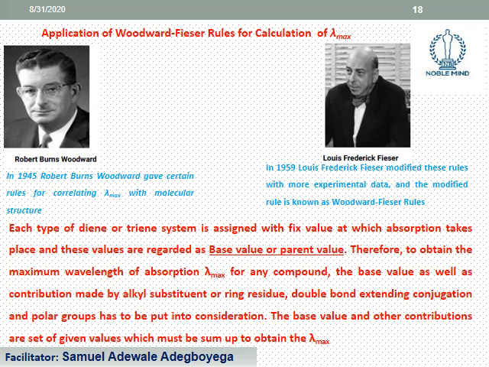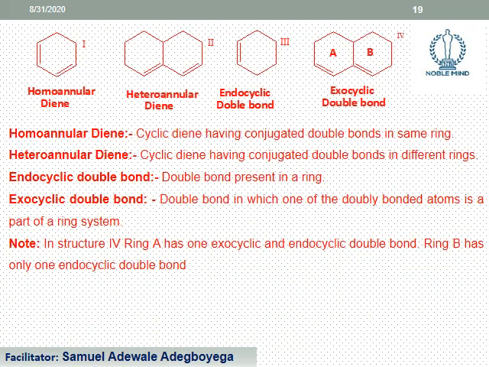So for you to obtain the total wavelength or maximum wavelength of absorption of a compound, you have to take into consideration the base value as well as contribution made by some alkyl substituent or ring residue, as you may call it. We may also have contribution from double bonds extending conjugation, polar groups, and all this has to be put in place. Let's look at different structures as they proposed.